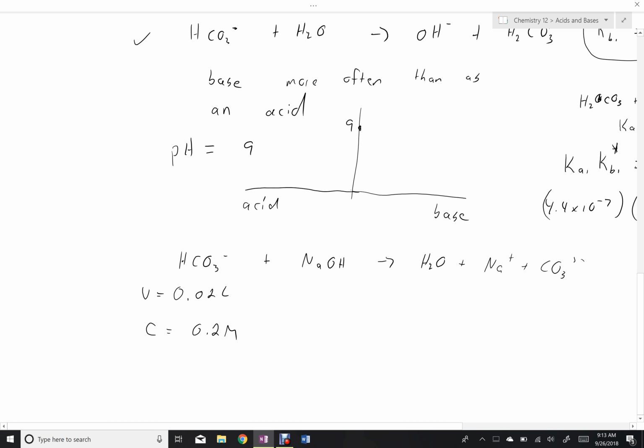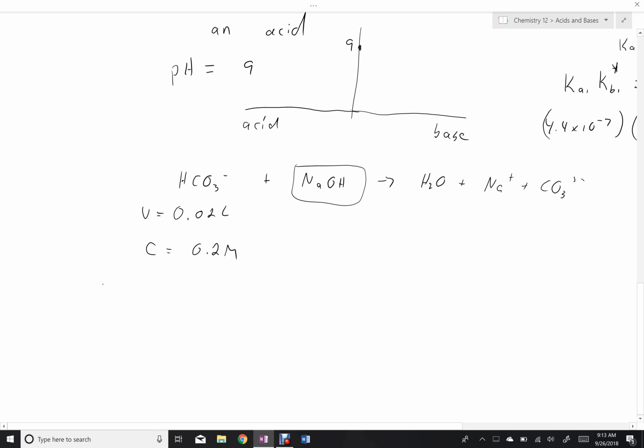At equivalence, I want the moles of my NaOH to be equal to the moles of my HCO3 minus. So using C equals n over V, n equals CV. I can get my moles of HCO3 minus by going 0.2 times 0.02, which gets me 0.004 moles. And that means I have 0.004 moles of my NaOH.